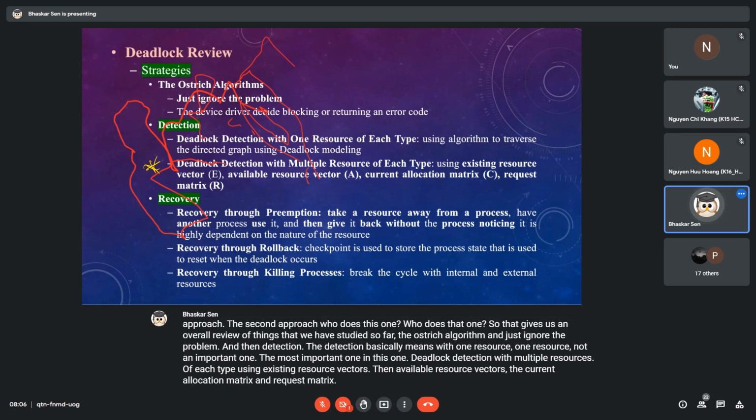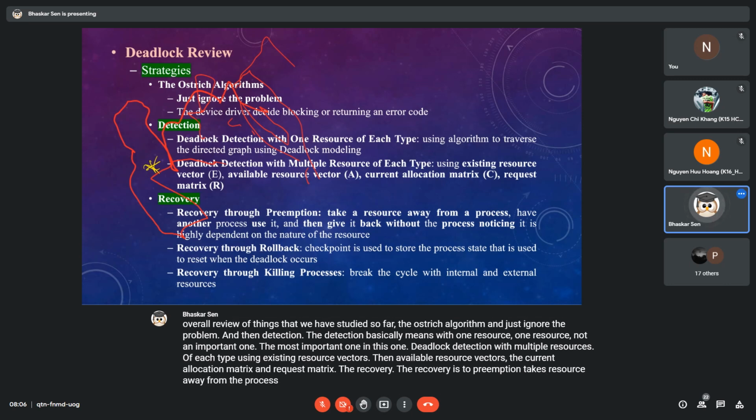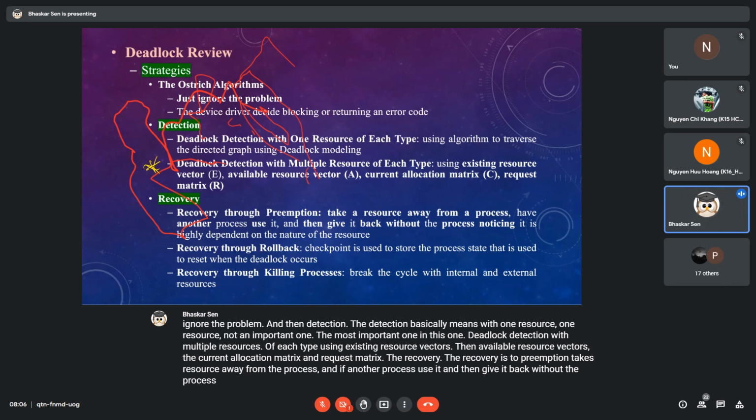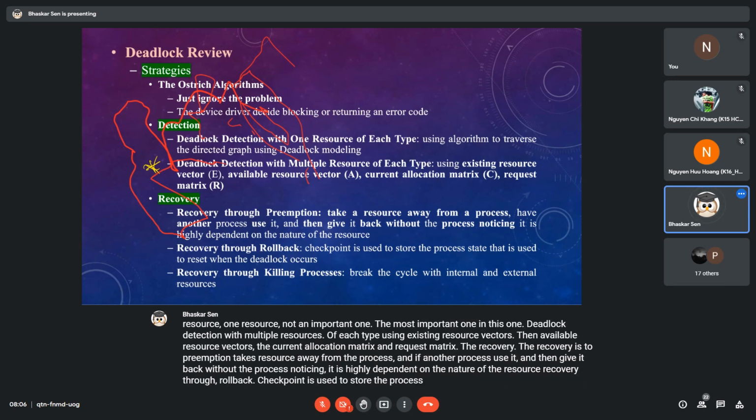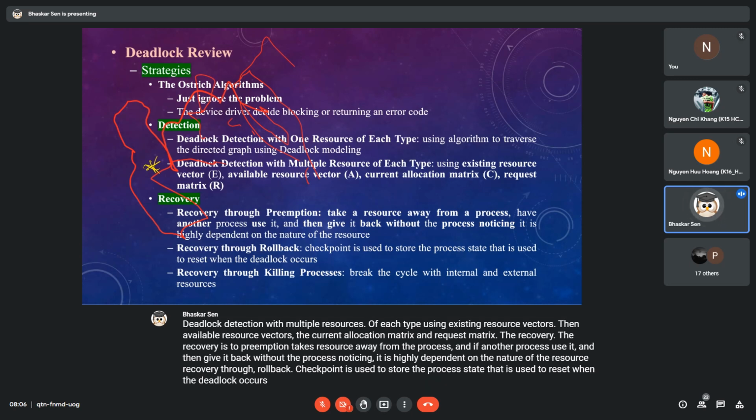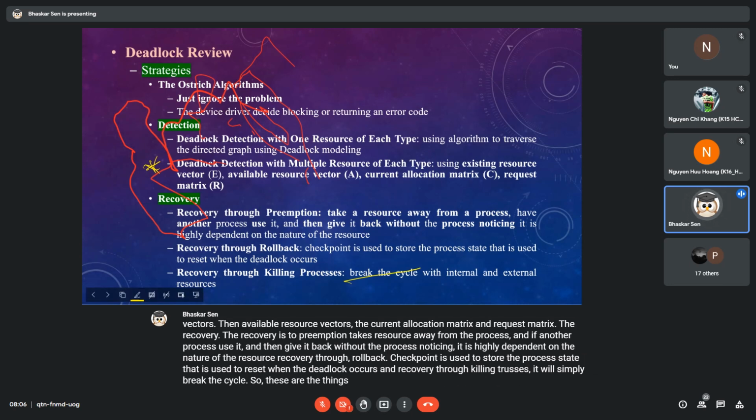Recovery through preemption takes the resource away from the process, lets another process use it, and then gives it back without the process noticing. It is highly dependent on the nature of the resource. Recovery through rollback: a checkpoint is used to store the process state, which is used to reset when the deadlock occurs. And recovery through killing processes simply breaks the cycle. So these are the things that we just now studied.